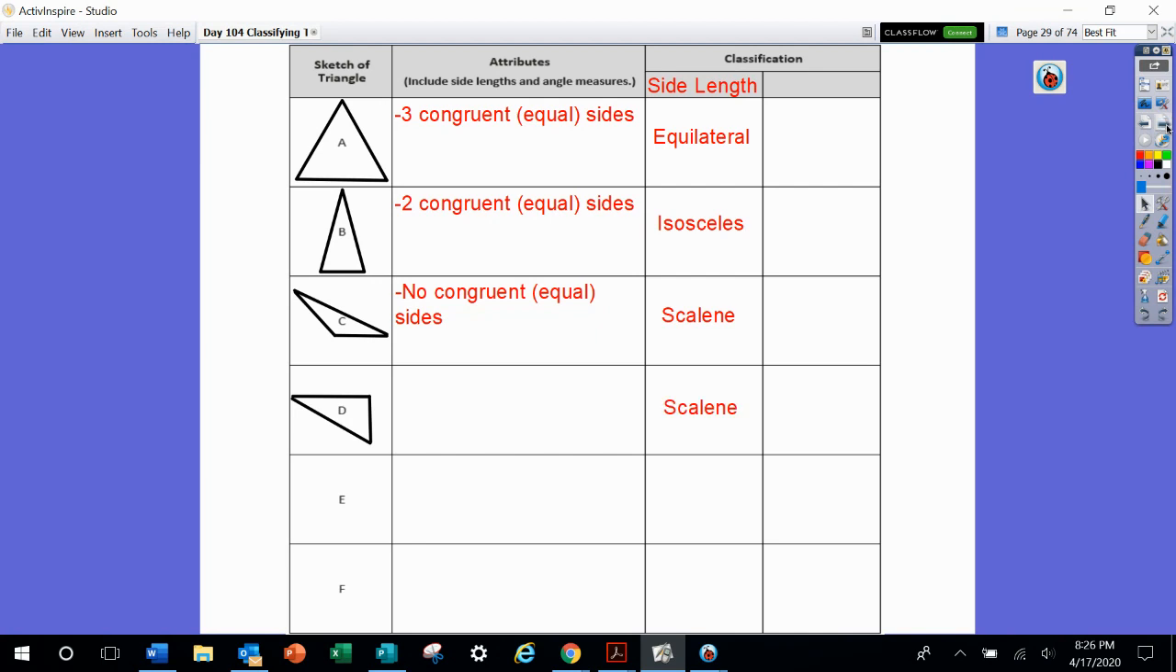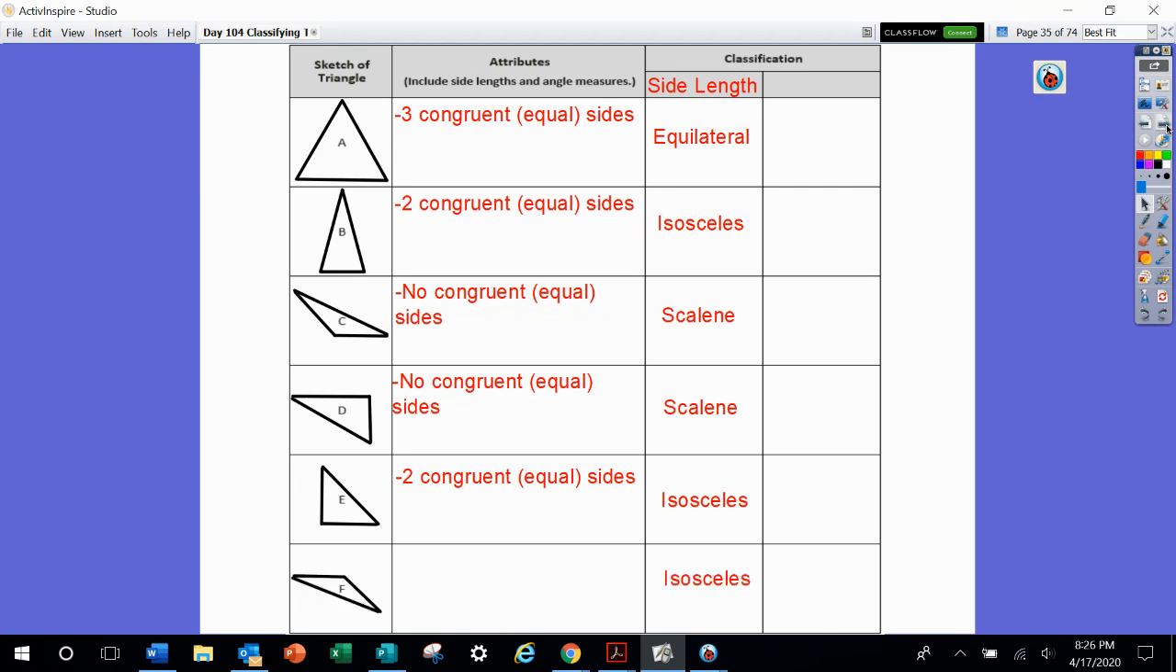Triangle D, we classified it as scalene, again, because it had no congruent or equal sides. Triangle E, we classified it as isosceles because it had 2 congruent or equal sides. And triangle F, we classified it as isosceles because it had 2 congruent, also known as equal sides. If you need to pause the video so that way you can get this all in your notes, that would be a great time to do it right now.